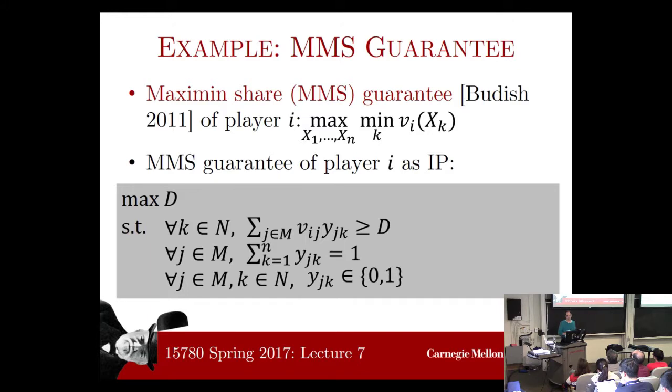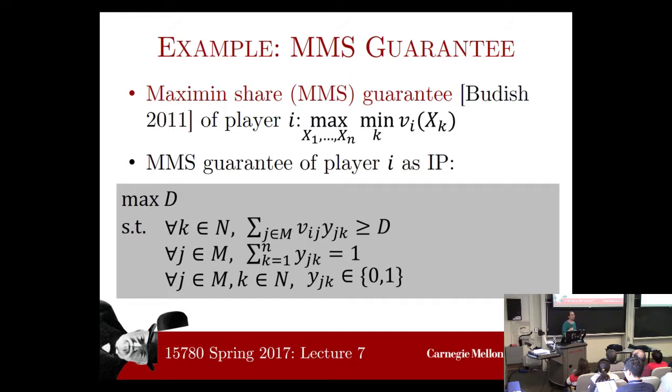Cool. So what I want to show you first is that we can actually compute the maximum share guarantee of player i as an integer program. By the way, doing this is NP-hard. You can very easily reduce the partition problem, which is a well-known NP-hard problem, to this one. So this is NP-hard. I want to show you how to write this as an IP.